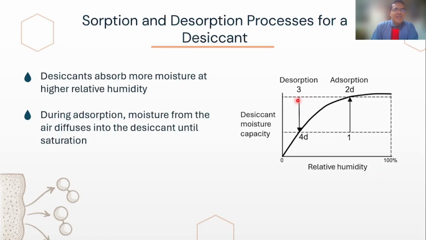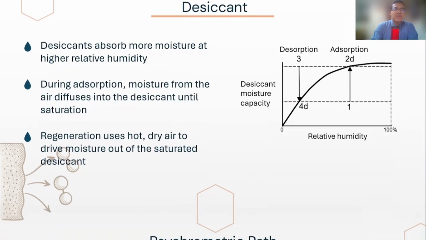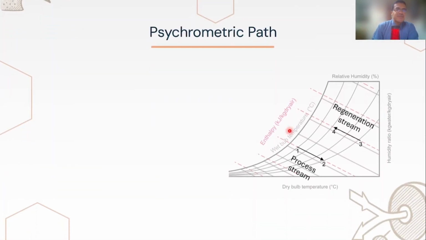water. The absorption process begins at stage 1, when the dry desiccant is exposed to humid air. Water vapor from the air diffuses into the pores of the desiccant structure, increasing its moisture content to state 2D. Regeneration begins at stage 3, where the desiccant is exposed to hot, dry air. This air picks up the retained moisture and brings the desiccant back to a low water content at state 4D. This cycle allows continuous dehumidification using thermal energy.